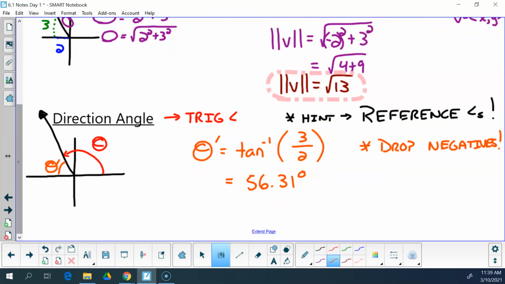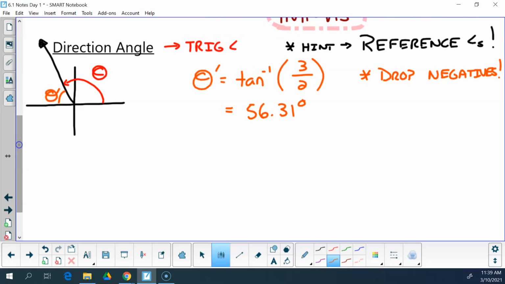But because my vector is in quadrant number 2, my actual theta is going to be 180 degrees minus my reference angle. Remember, in quadrant 1, it's its own reference angle. In quadrant 2, it's 180 degrees minus my reference angle. In quadrant 3, it's 180 degrees plus my reference angle. In quadrant 4, it's 360 minus my reference angle.